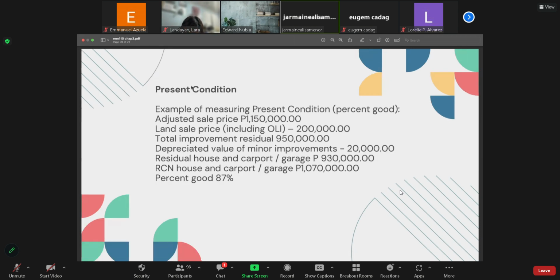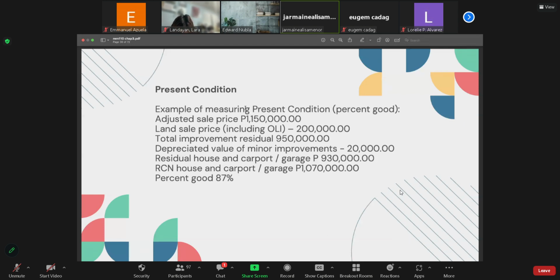Present condition. The steps in creating depreciation benchmarks are as follows. Number one, if necessary, adjust the sales price for such things as time, personal property, and additions after the sale. Estimate the price paid for the land using the schedule of fair market value for each property being studied. Measure and compute replacement costs using the local cost factors. Note any functional or external obsolescences.